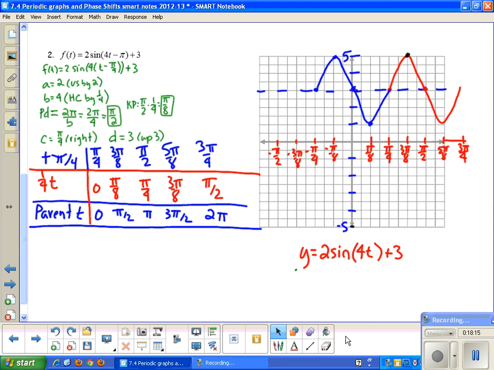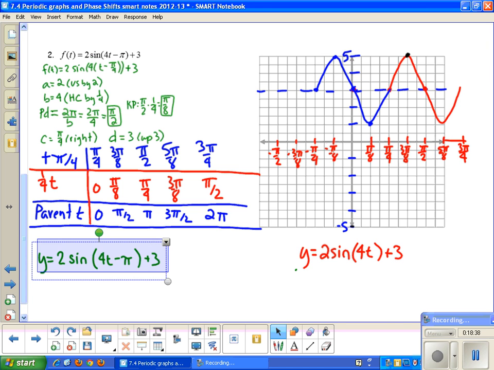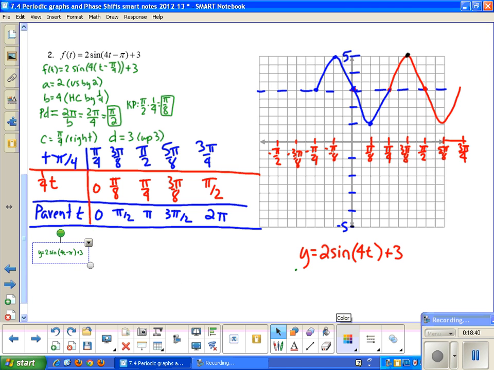And then I'm going to do my vertical transformations. So for my vertical transformations, I'm just plugging them into the equation. We have y equals 2 times the sine of 4t minus pi plus 3. I'm going to shrink that down so it fits. That goes there. And then I'm just plugging into my equation.